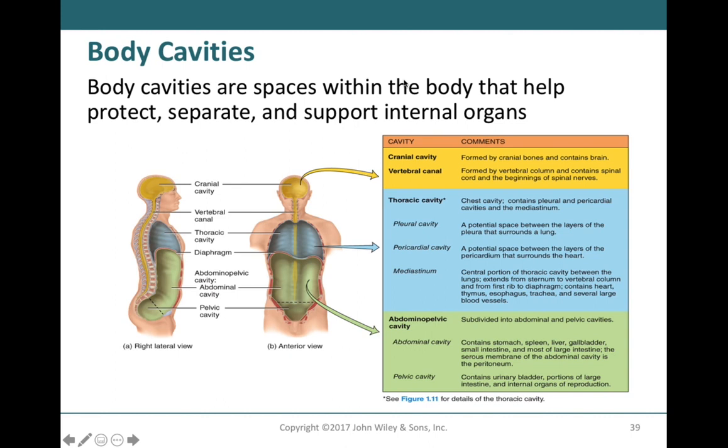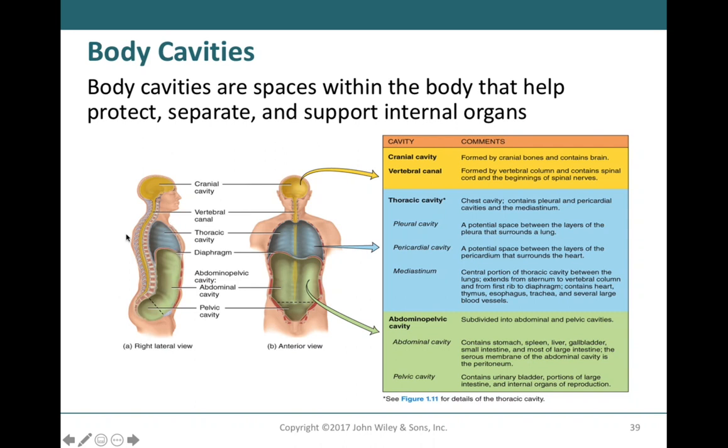And I've actually left out a few cavities here that I always seem to leave out at first, and that is the cranial and the vertebral canal. So there are several different types of cavities. These are actually known as dorsal cavities, and these are known as ventral cavities. However, I don't think that that's very important.